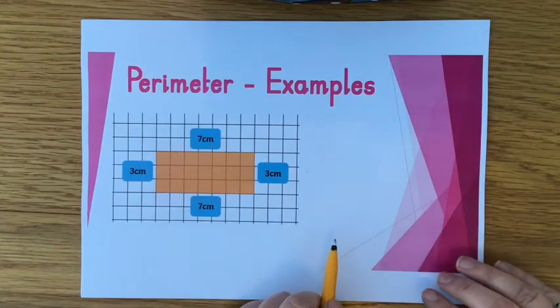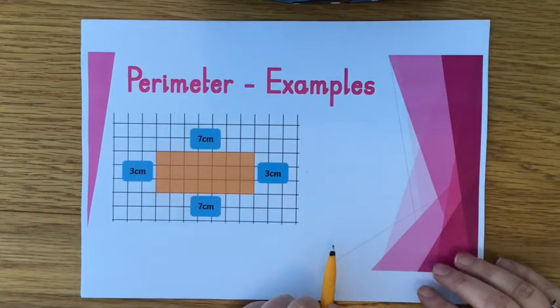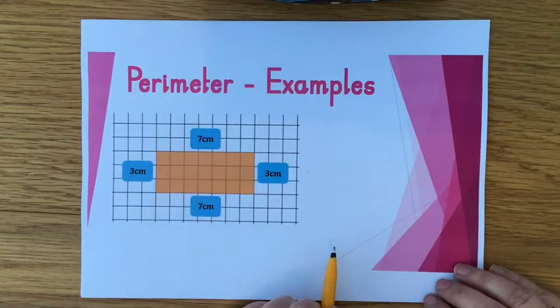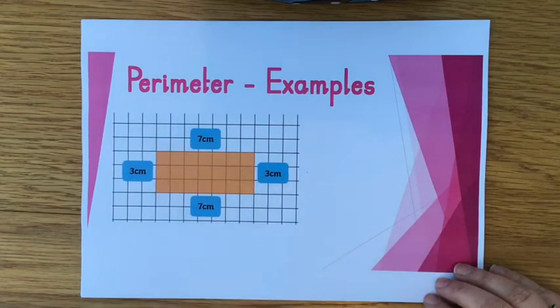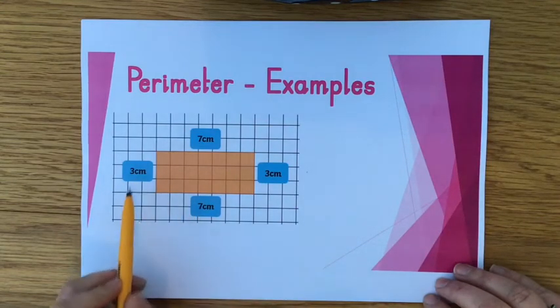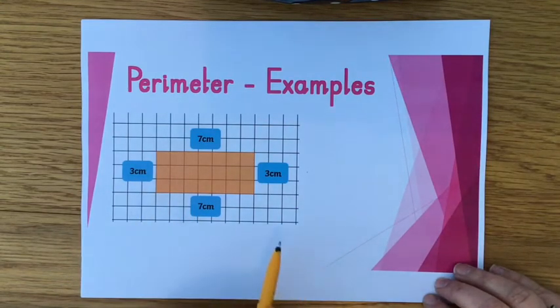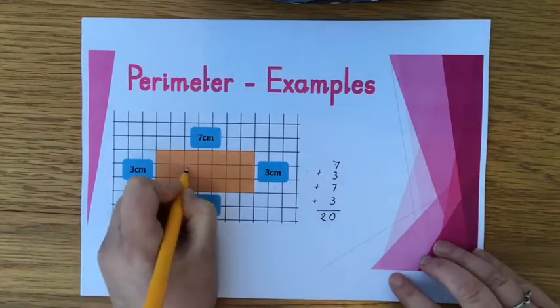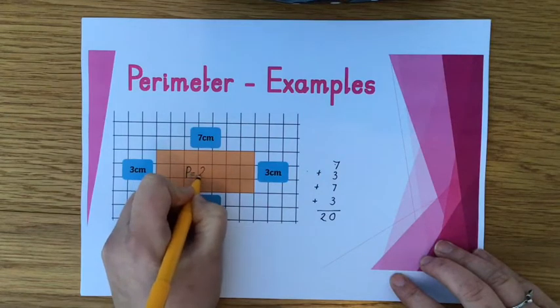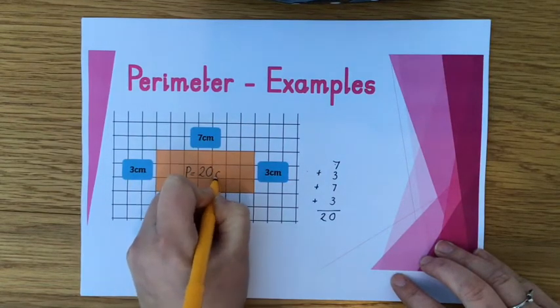Now, for this particular example, you should be able to work it out mentally because you know that 7 plus 3, thinking about your number bonds, is 10, and another 7 plus 3 is 10, and then 2 10s are 20. So the perimeter of this shape is 20 centimetres.